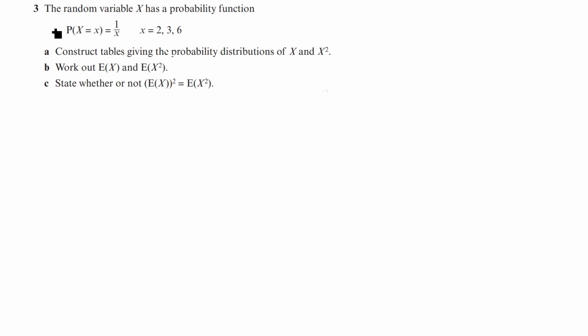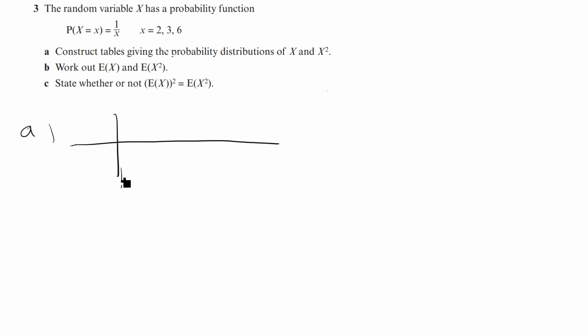Okay, the random variable x has a probability function as shown, and here are the values of x. Part A: construct tables giving the probability distributions of x and x squared. Okay, you've probably learned how to construct tables in your A-level Maths Applied 1, chapter 6.